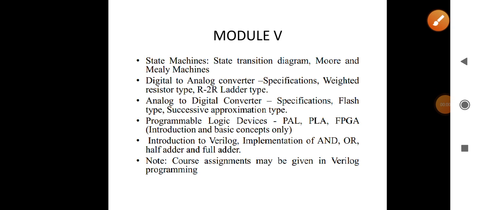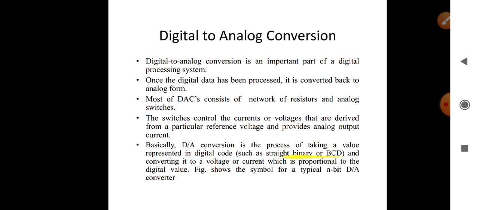In this class we study the digital to analog converter, that is specifications, weighted resistor type and R to R ladder type. So what is a digital to analog conversion? A digital to analog conversion is an important part of a digital processing system.